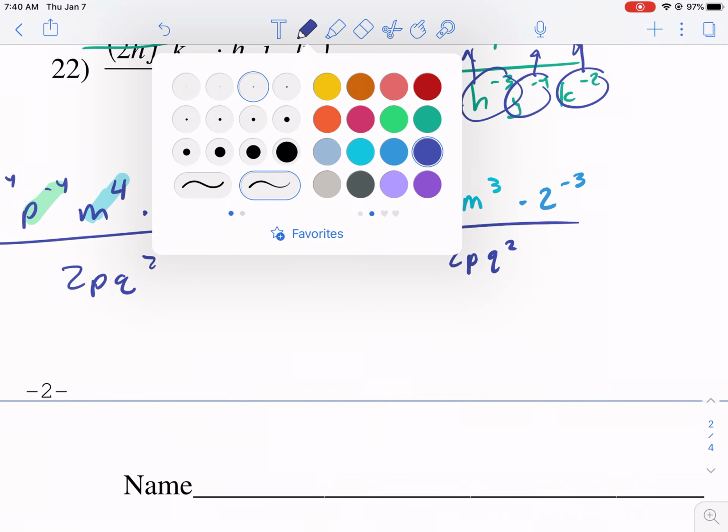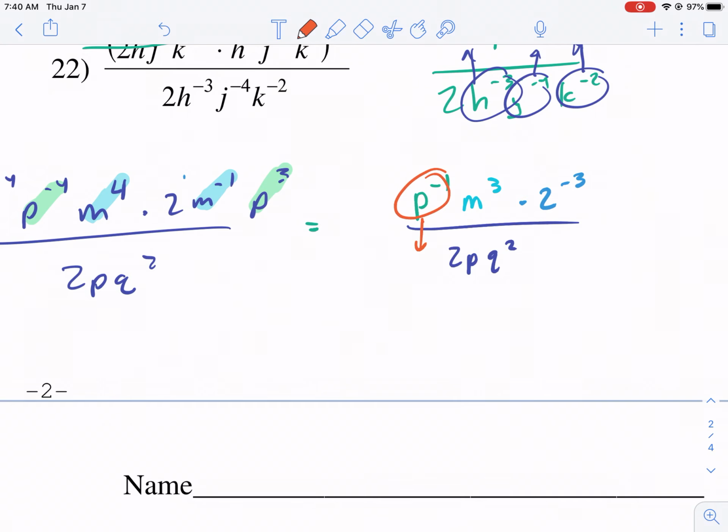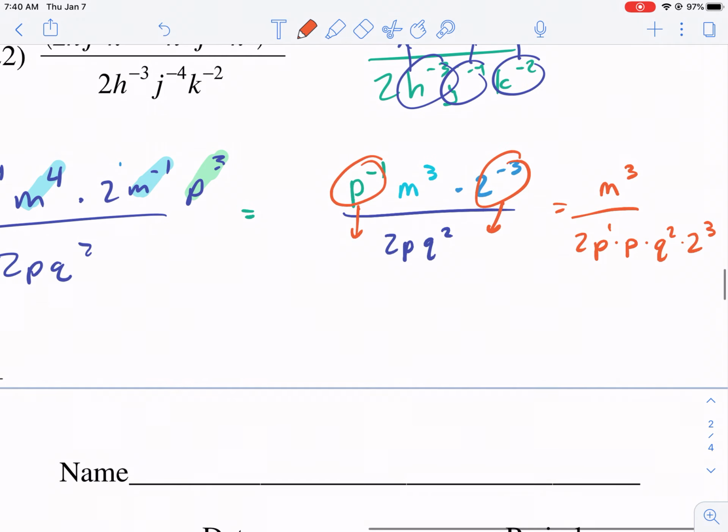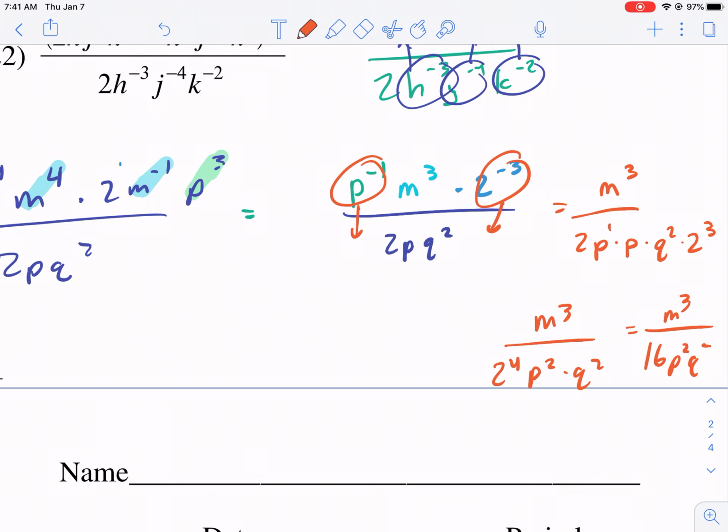Now I'm going to move them. Okay, so I'm going to move this p to the bottom, make it a positive exponent. I'm going to make this 2 to the bottom. So in the top, I have m cubed over 2 times p to the first power times p that was already there times q to the second, and then we have that 2 to the third power. So that's really m cubed over 2 to the fourth power times p squared times q squared. And then I just simplify from here, which is 2 to the fourth is 16, m cubed over 16 p squared q squared, and that's it.